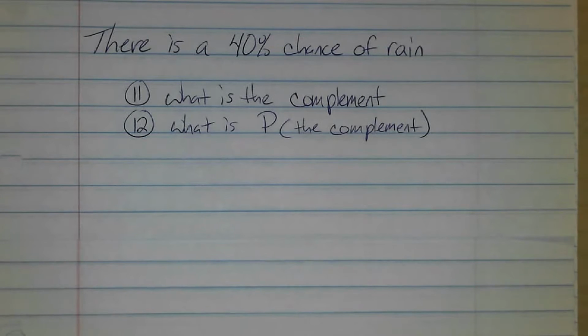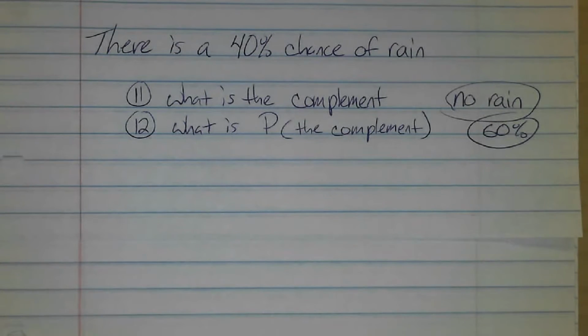Okay, read the scenario and answer the questions. Press play when you're ready. Okay, remember, with complementary events, either one or the other must happen. So, if we're talking about a chance of rain, the complement is no rain. And if the chance of rain was 40%, the chance of no rain is 60%, because the two have to add up to 100%.